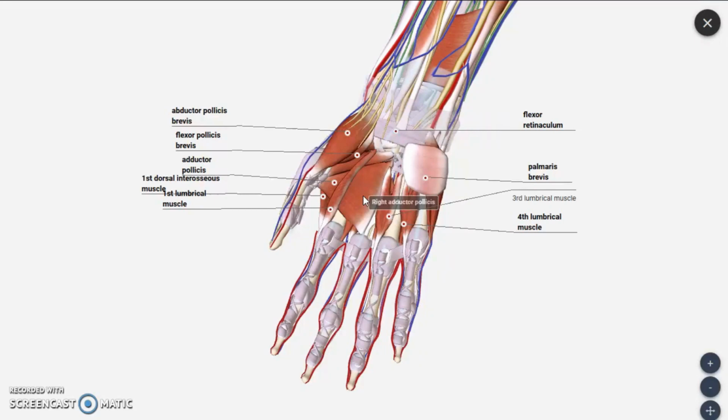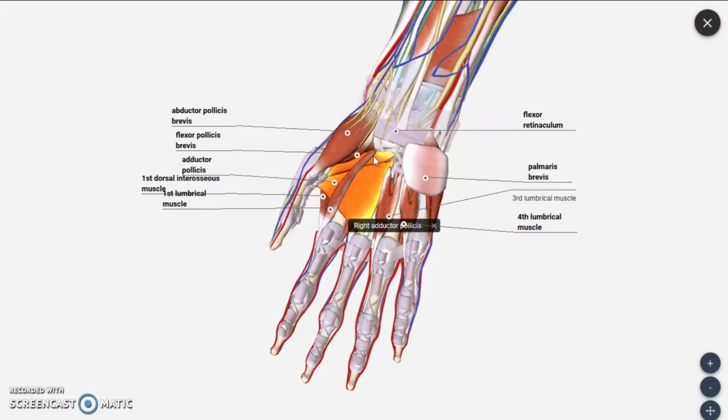So these are the 4 muscles seen in the thenar area. The first one is abductor, then we have flexor, then opponens, and then adductor pollicis, which has 2 heads. About the details we will see later. Now going to the details of the hypothenar area, that is near the little finger.